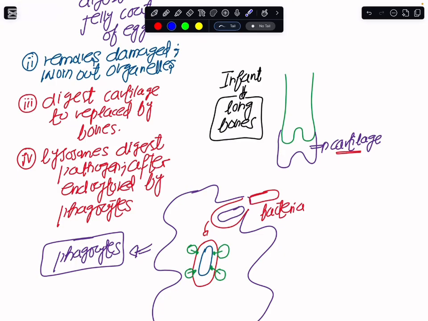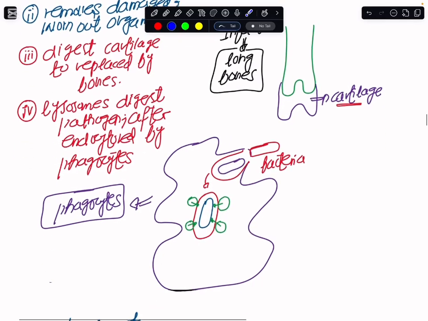Afterward, you see that when an infant or baby is born, the baby has long bones, like the bones that we have in the arm and in the leg. Initially, at the early age, at the end of the long bones, we have a major component of tissue, and this tissue is cartilage, and this cartilage has to be replaced by bones. So the lysosomes would digest the cartilage available at the end of these long bones, and afterward, this cartilage would be replaced by the bones.